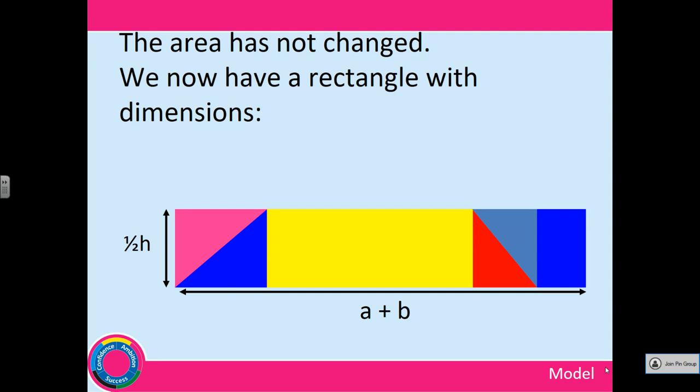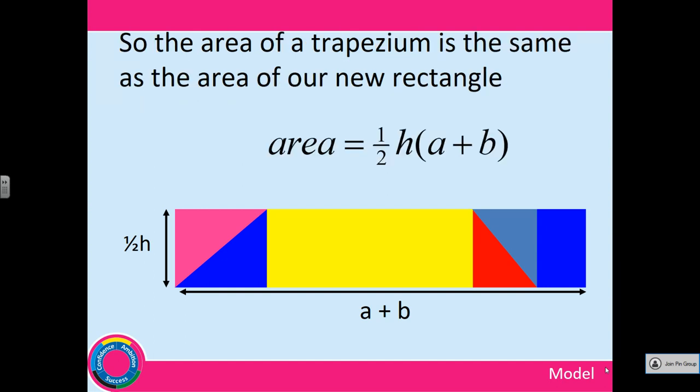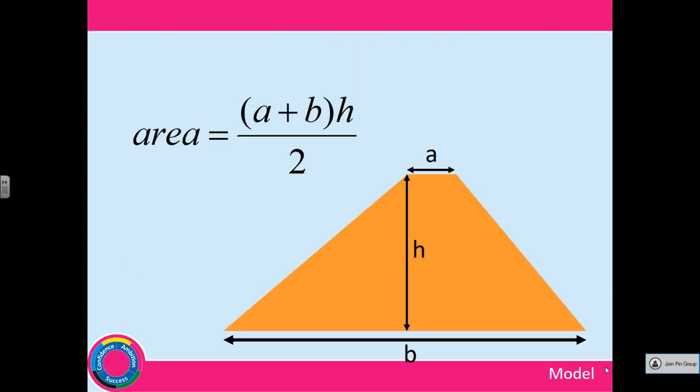We know that a rectangle's area is length times width. In this case, I have half of the original height times the A plus B. And that gives us that the area is a half of the height times A plus B. Now we actually write that like this, so the area is A plus B times H over 2. That's a fairly straightforward way to write it.